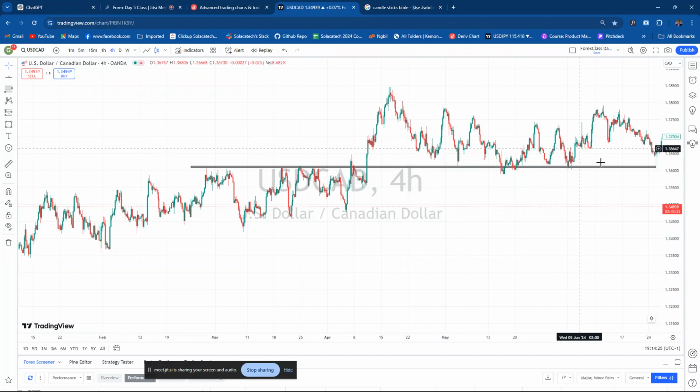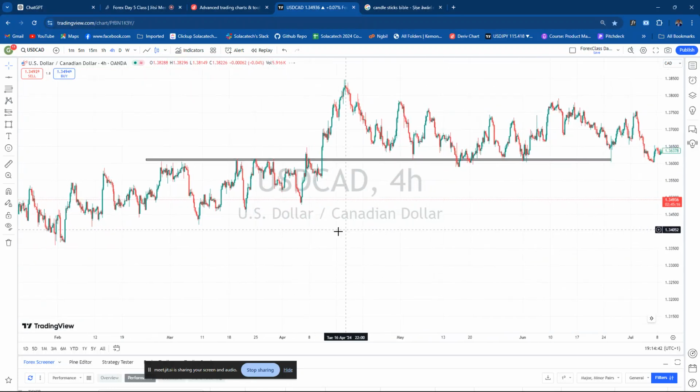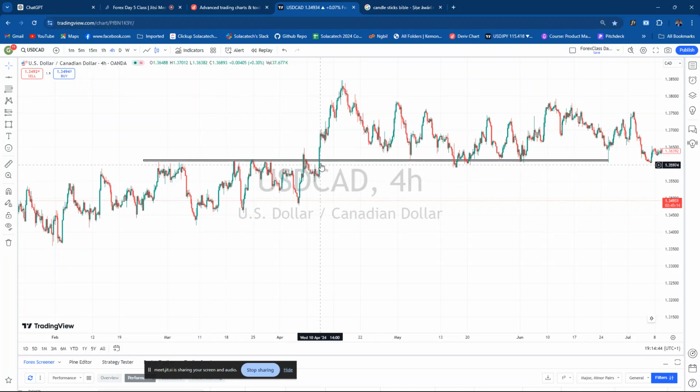So when this happens, automatically it forms a support and resistance. This is a resistance, and following it is a support. So this is a support and resistance zone. You can see it here. It broke through with a huge force, and it came back to regain some strength.